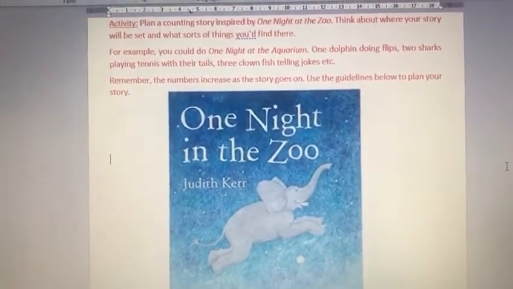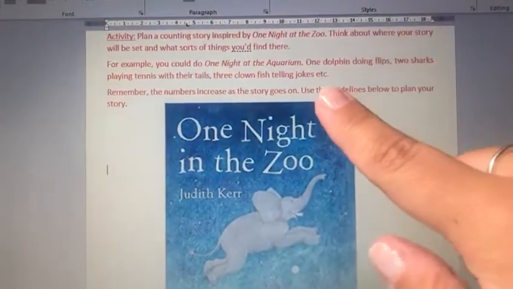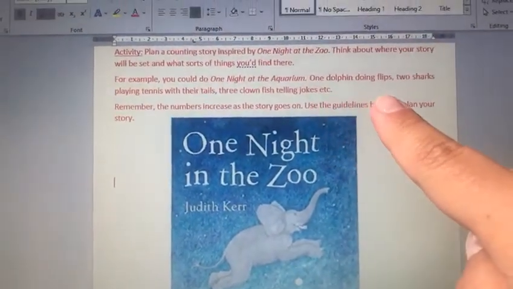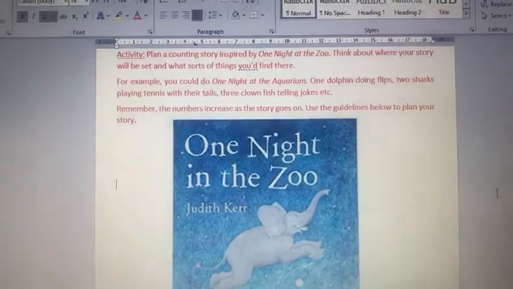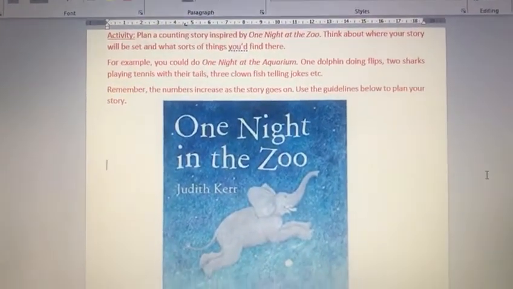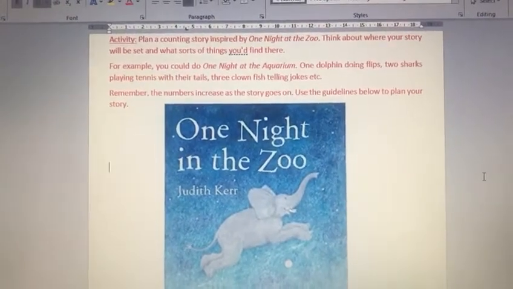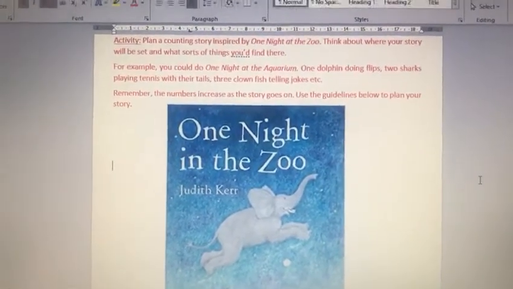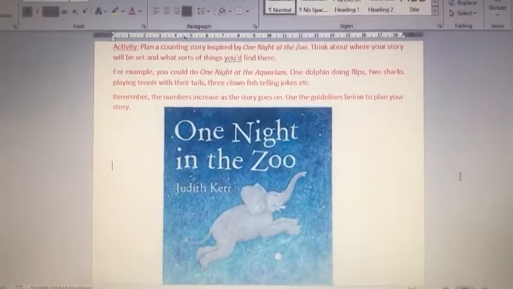So my example is One Night in the Aquarium, starting with one dolphin doing flips, going on to two sharks playing tennis with their tails, going on to three clownfish telling jokes. Now remember, the number has to increase as the story goes on, finishing with 10, just like One Night in the Zoo.